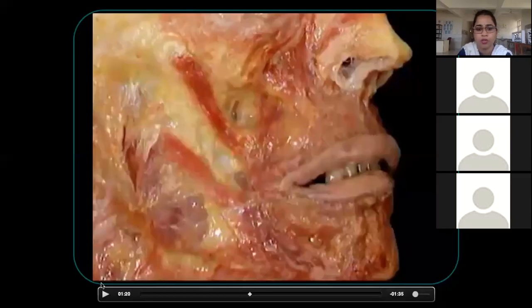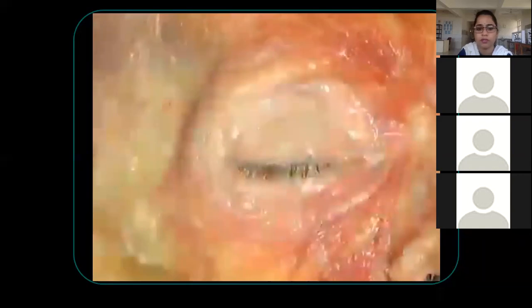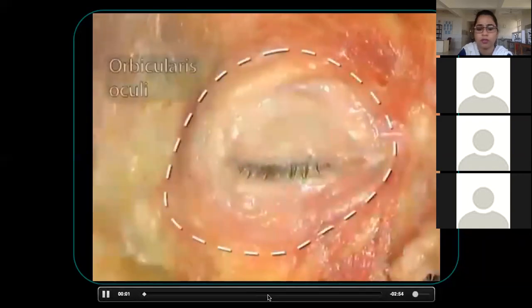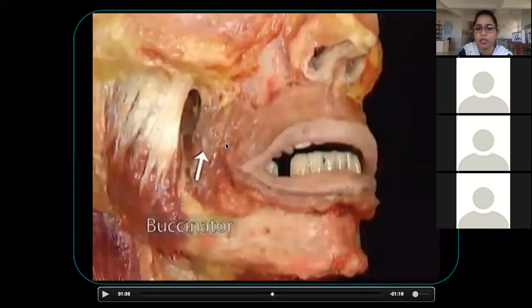Yeah. So you can see the buccinator, once again. This is the buccinator. So it takes upper fibers, middle fibers.